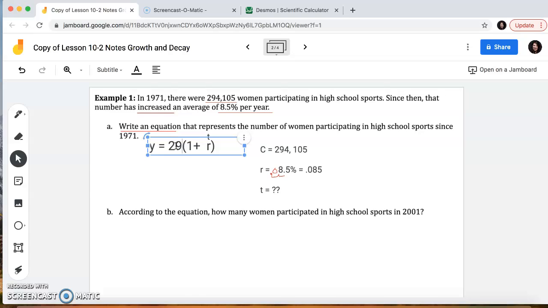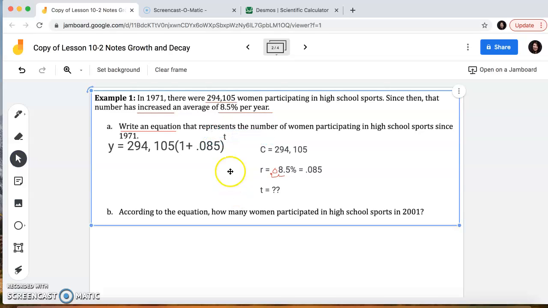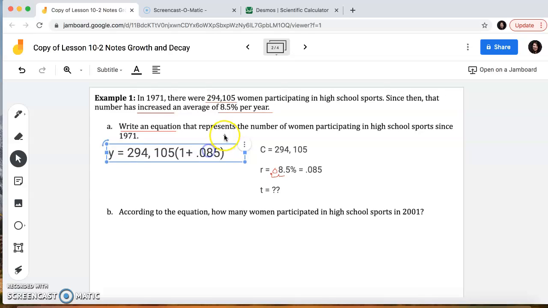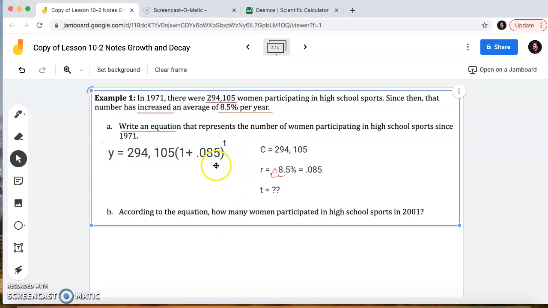So we're just going to replace all of that in here. We'll have our 294,105. The 1 is going to stay the same, and then our rate is going to be 0.085, and then we do not know the t. So that's our equation. When it says write an equation, that's the equation it wants us to write.